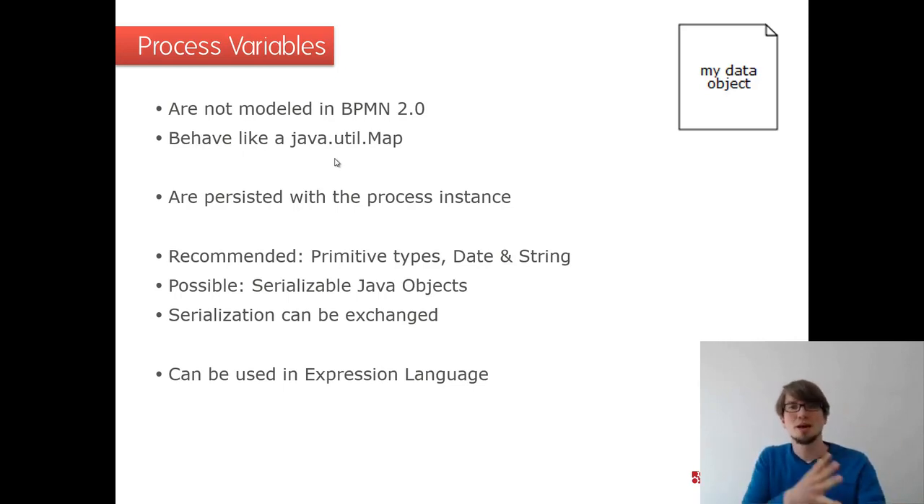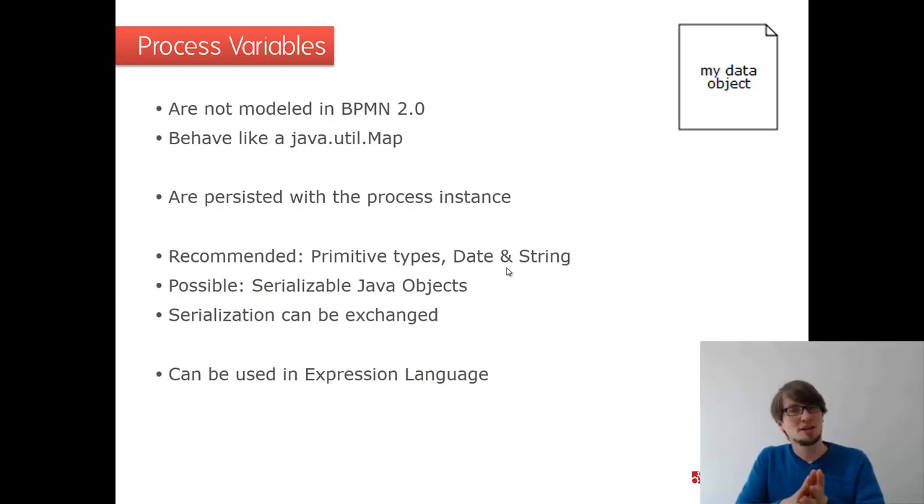So you don't have to model it. You don't have to model input, output in service tasks or user tasks. The map is just there. The map is persisted with the process instance. So as soon as the process instance is stored in the database, you will see the data there as well. You can use all primitive types. You can use date or string. So we have our own columns for that, so they are stored correctly in a relational database. If you use other Java objects, it's possible if they are serializable. Then we store them as a byte array, as a blob in the database.